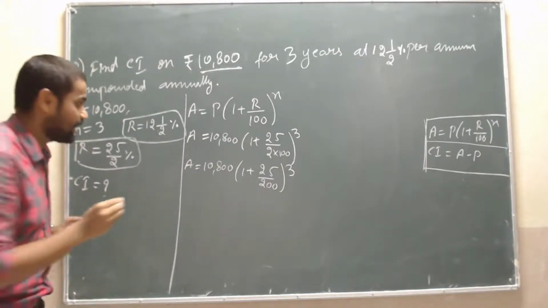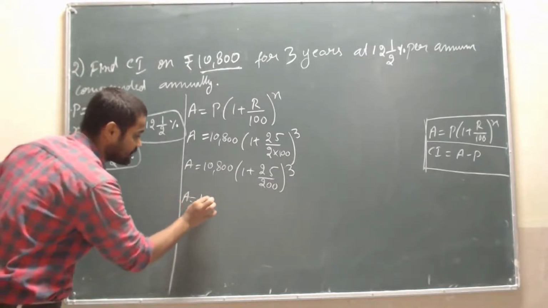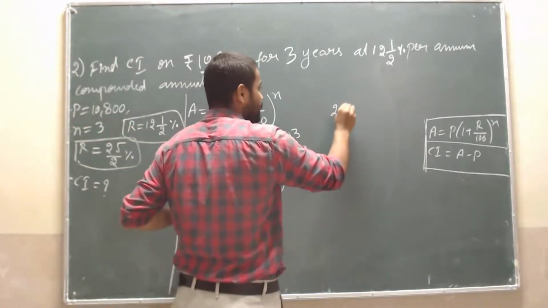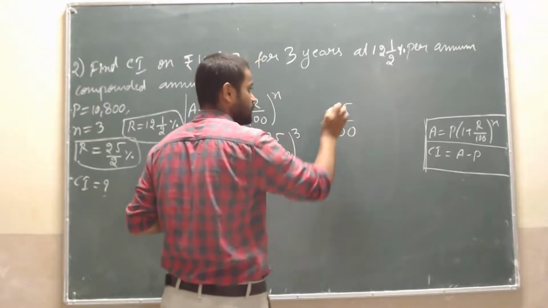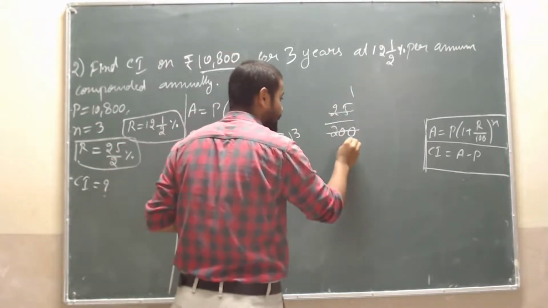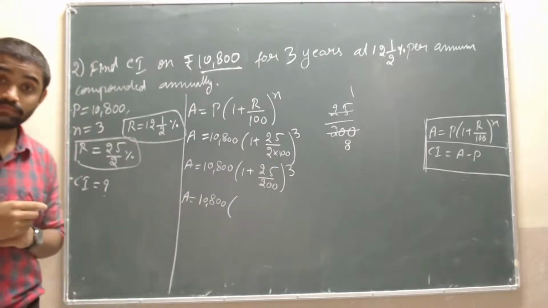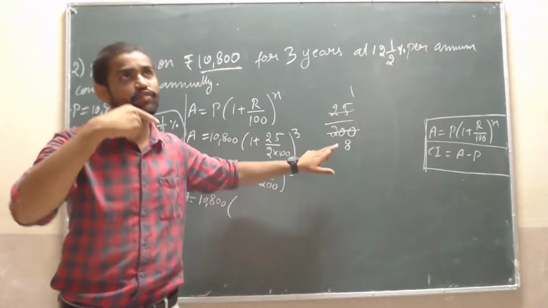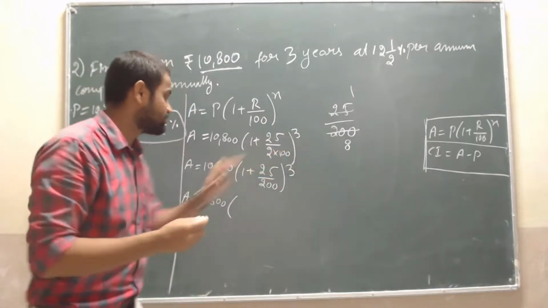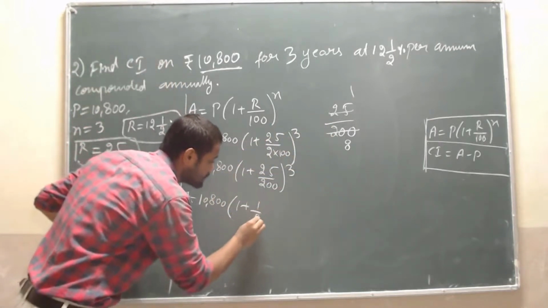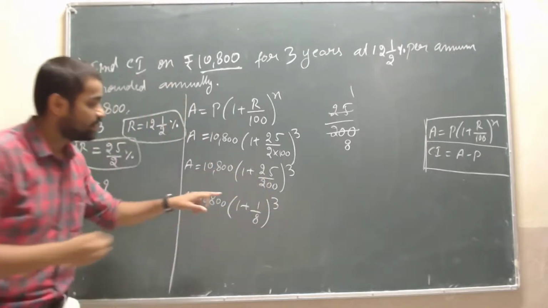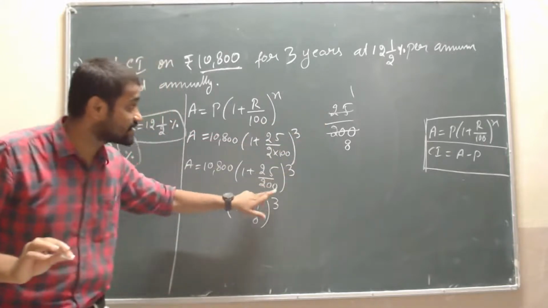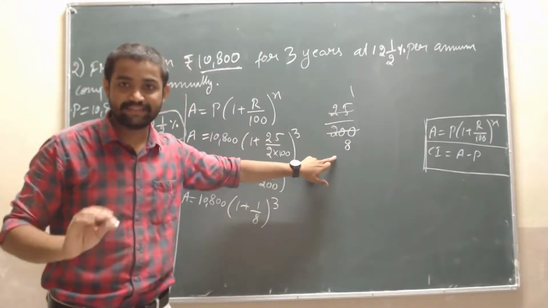Isn't it, students? Then concentrate here. 10,800 as it is. 25 by 200. 25 ones are 25, 25 fours are 100, and 25 eights are 200. That becomes 1 plus 1 by 8. Do not ask where they went. It is 25 divided by 200 is equal to 1 by 8.